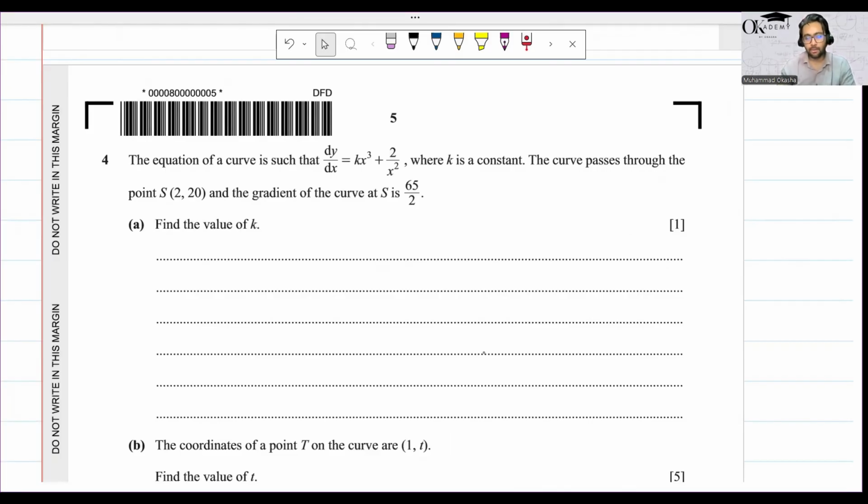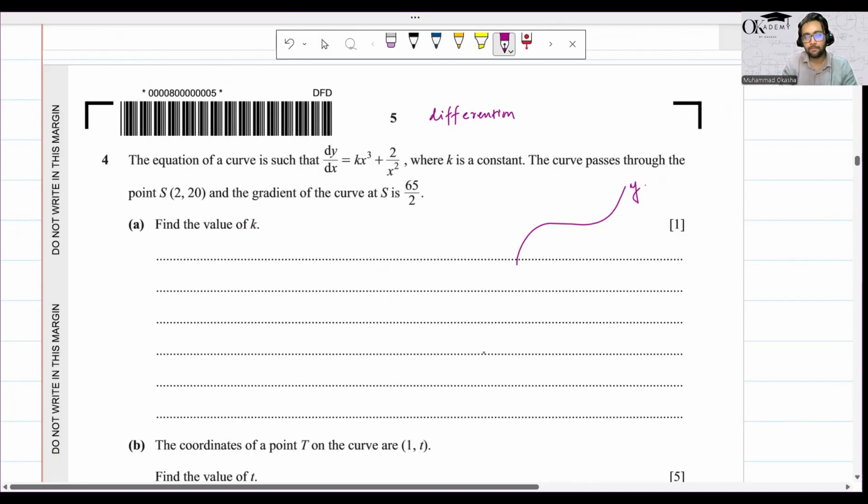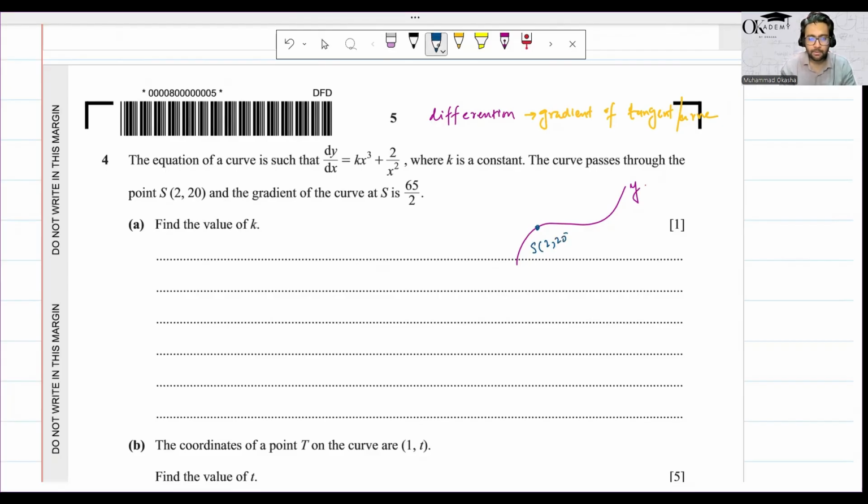Always, always a good idea to draw a graph. You can draw the graph in any shape you want. Let's say this is the graph for y. I hope you remember that whenever I associate differentiation with one phrase, it is gradient of the curve, or the gradient of the tangent. You can say gradient of tangent is the same thing as gradient of the curve. Let's say this point is S and the coordinates are 2, 20.